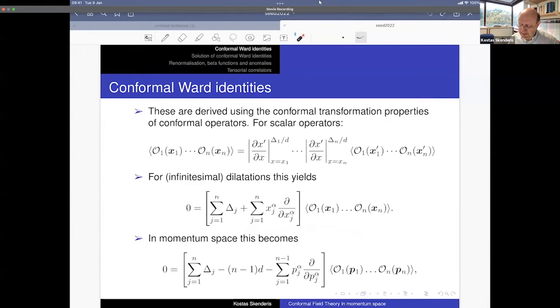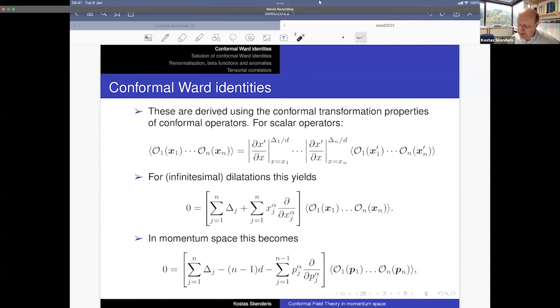So this means that the correlator is a homogeneous function of the positions of a certain weight. And the weight is just given by the sum of all the weights of each of the operators. Now, if you go to momentum space, you get a similarly simple equation. And the reason is, since this is a linear transformation, it results also in a simple equation. So again, the momentum space expression is a homogeneous function of momenta of a slightly different degree.